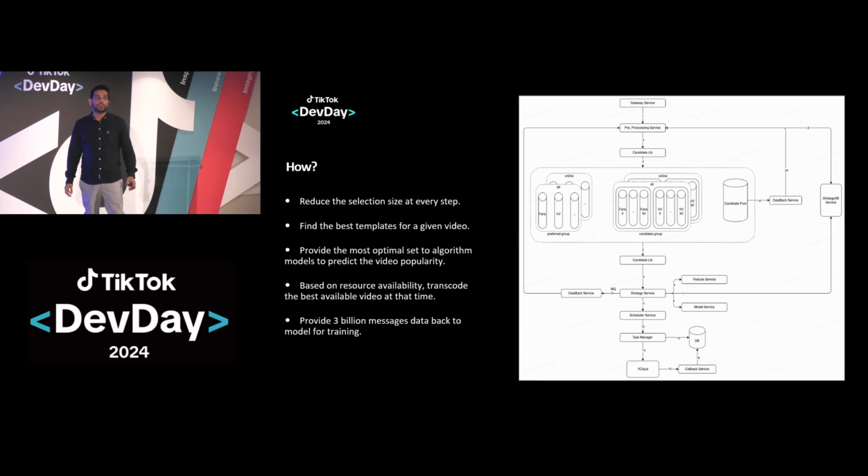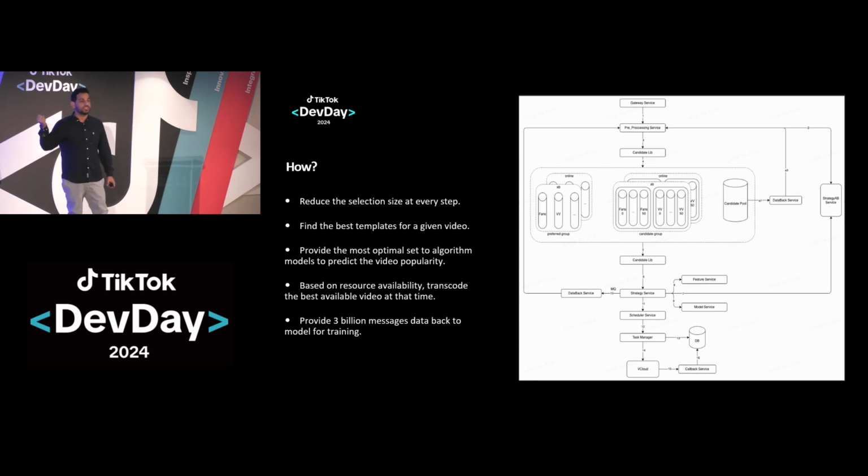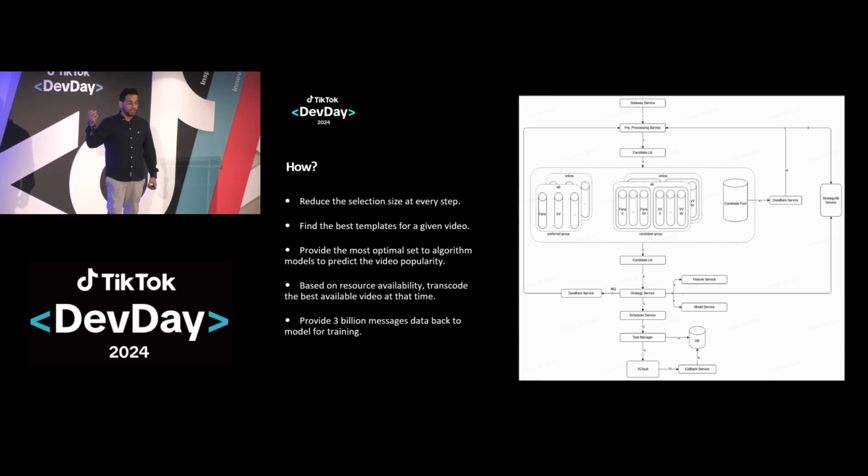Moving on, how we do it. I skipped the how part in between the what and why. How we do it is using this system. This system serves as the core of processing every message that comes to TikTok. It includes videos which are posted. It also includes the videos which are viewed.